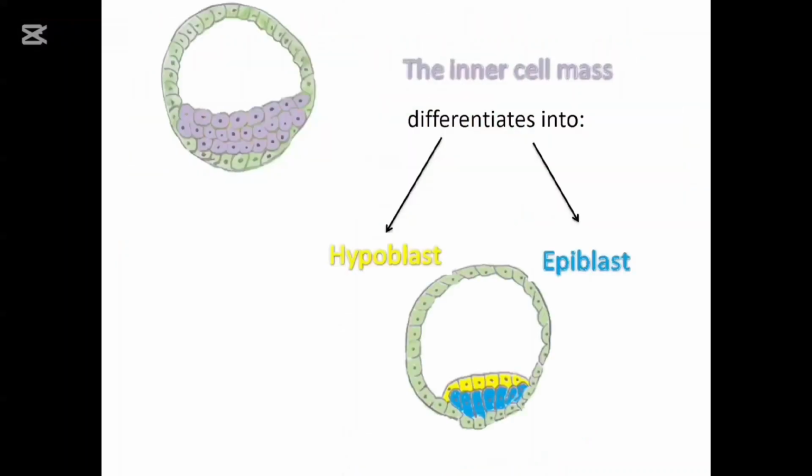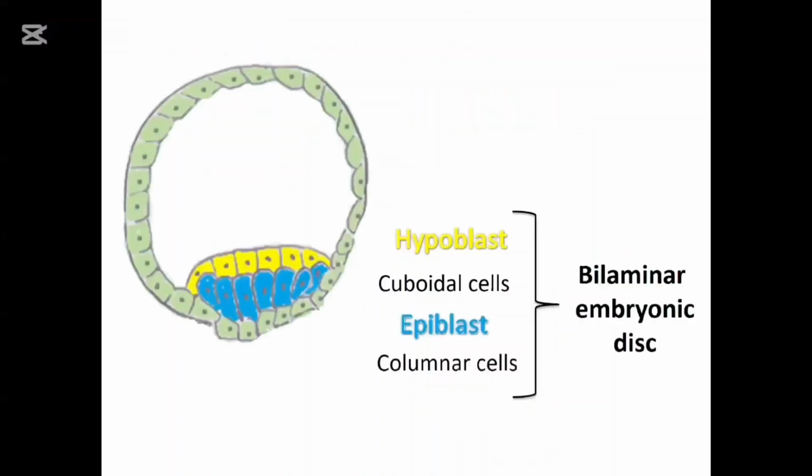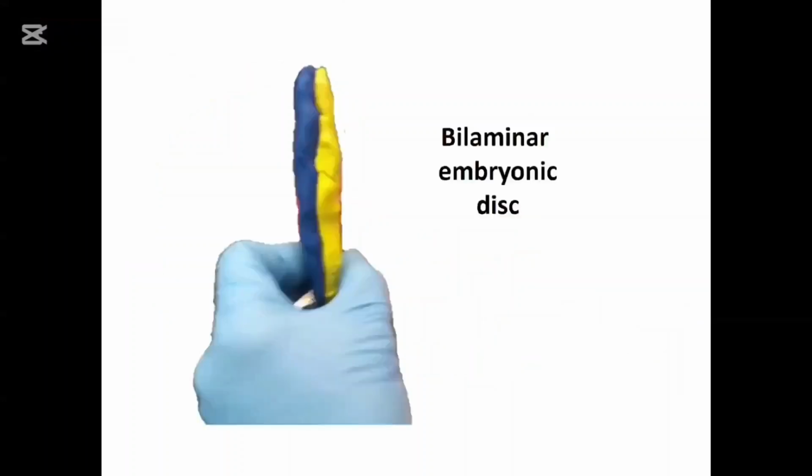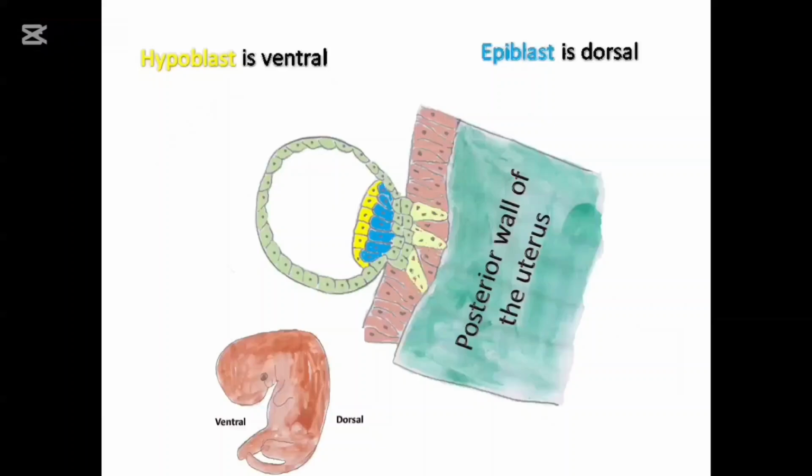Here is the inner cell mass. It will divide again into hypoblast and epiblast. Hypoblast in yellow, epiblast in blue. Great. Hypoblast has cuboidal cells, while epiblast has columnar cells. This is the first embryonic disc. We call it bilaminar embryonic disc because it consists of two layers. Here in concrete, I'm holding it in my hand, the bilaminar embryonic disc.